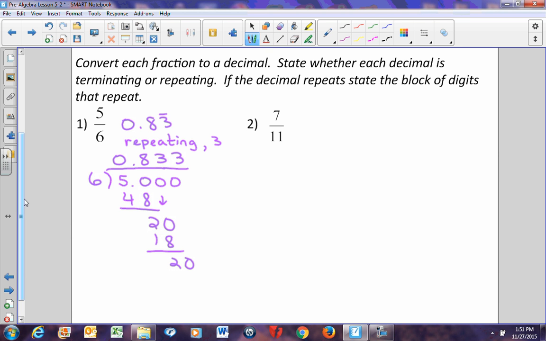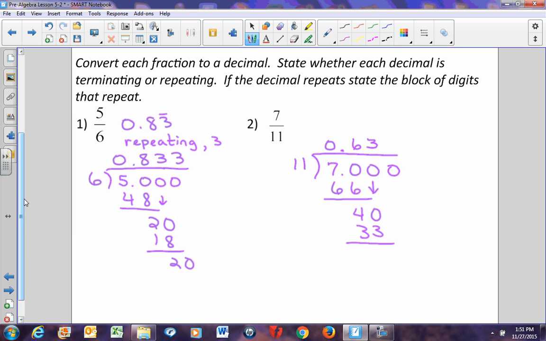Let's look at 7/11. Same thing. We're going to take the bottom number and divide it into the top number. And I'm going to put a 7 here, a decimal point, and a whole bunch of zeros. Bring that decimal straight up. 11 doesn't go into 7. 11 will go into 70 6 times. 6 times 11 is 66. 70 minus 66 is 4. Bring down my 0. 11 goes into 40 3 times. 3 times 11 is 33. 40 minus 33 is 7, and bring down the 0. 11 goes into 70 6 times.